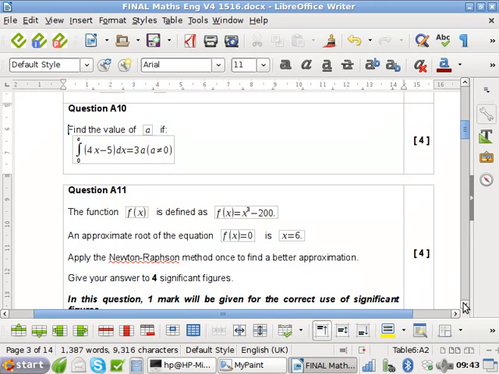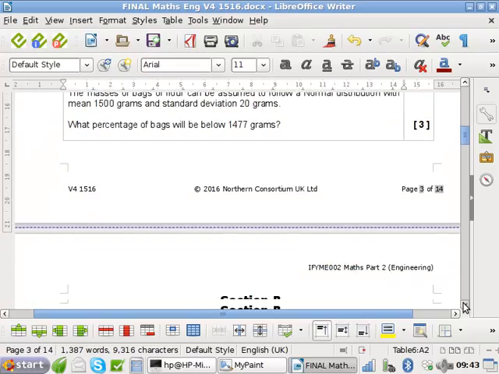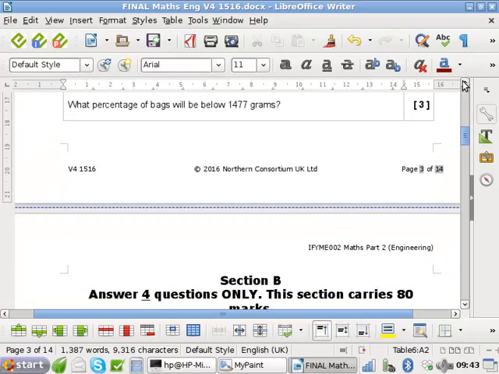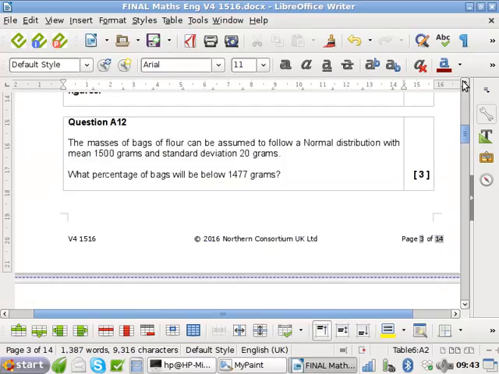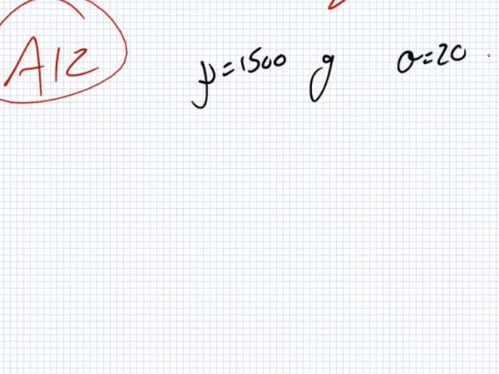Is there an A12? Yes. Is that the last one in A? Yeah. The mass of bags of flour is normally distributed with mean 1,500 grams and standard deviation 20 grams.